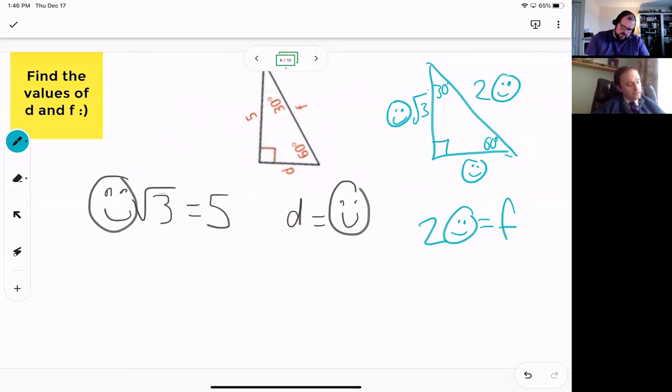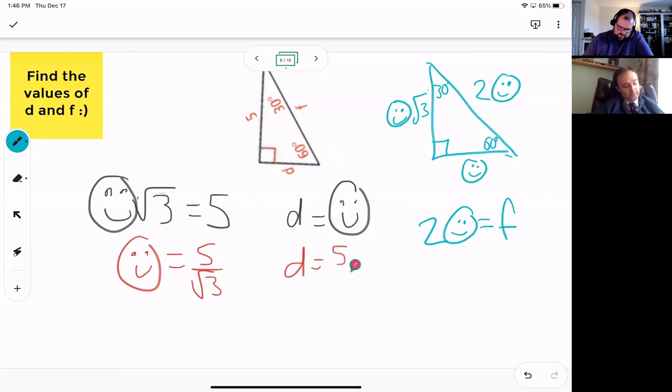So I know to solve this, that's multiplication, right? So we have to divide again? Yep. That sounds good to me. So that means smiley face is going to be 5 over root 3. And that's what D is. So D is 5 over root 3. And 2D would be 2 times 5 over root 3.